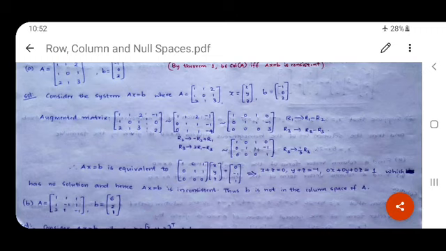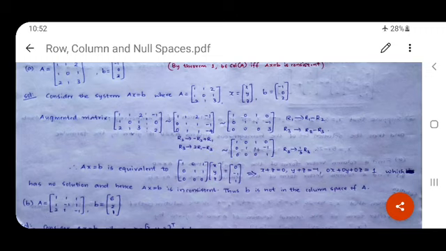0 0 0 1. Okay, so corresponding to A, the row reduced echelon form is 1 0 1, 0 1 1, 0 0 0. So correspondingly the matrix equation will be equivalent to x plus z equal to 0, y plus z equal to minus 1, and 0x plus 0y plus 0z equal to 1.